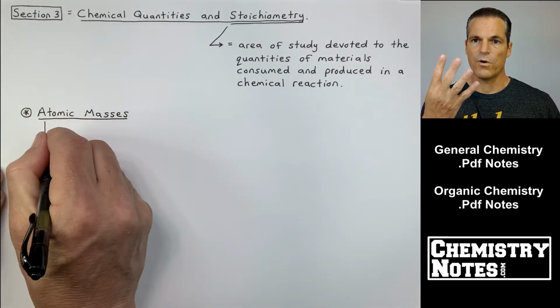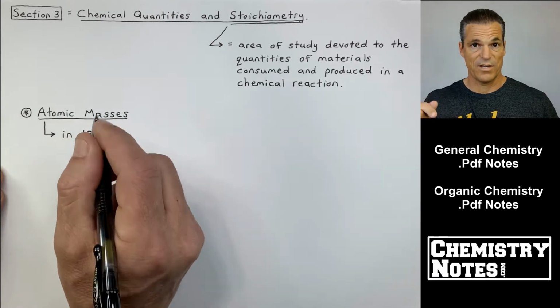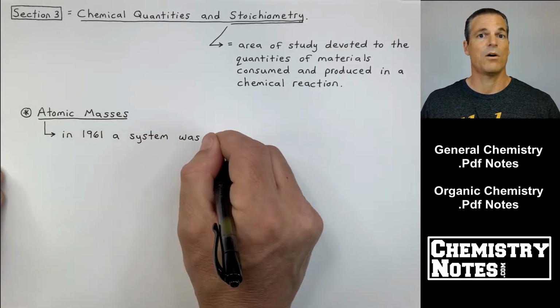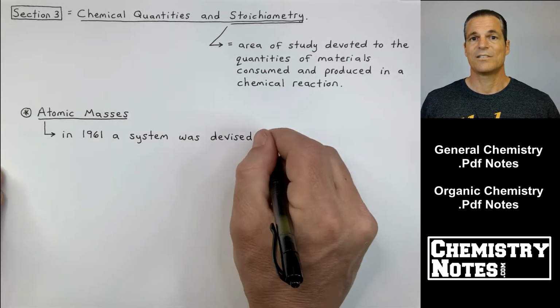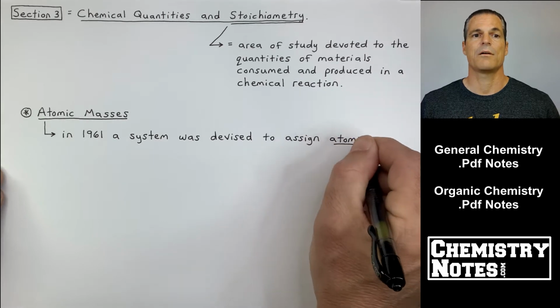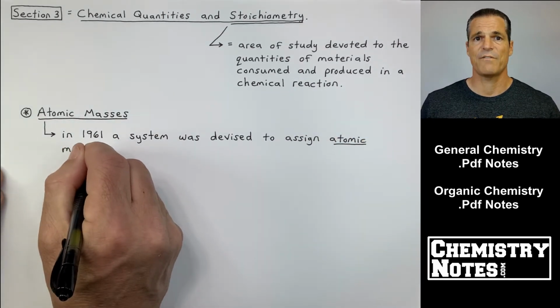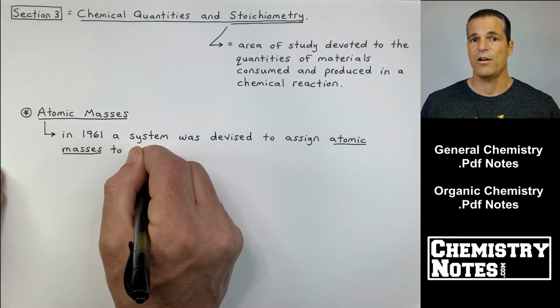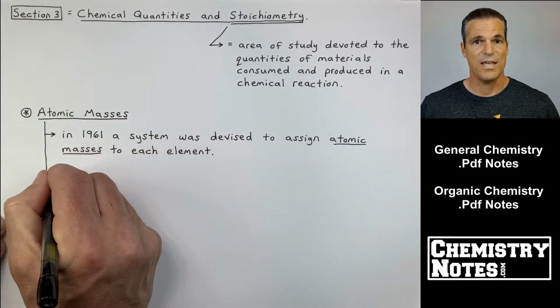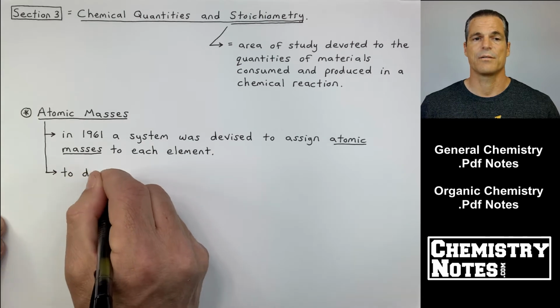And we're going to do 4 sample problems at the end of this video that are really important to know how to do. They show up on quizzes and exams all the time. Okay, so section 3, chemical quantities and stoichiometry. Let's get started. All right, so I've given you the definition of stoichiometry. It's an area of study devoted to the quantities of materials consumed and produced in a chemical reaction.